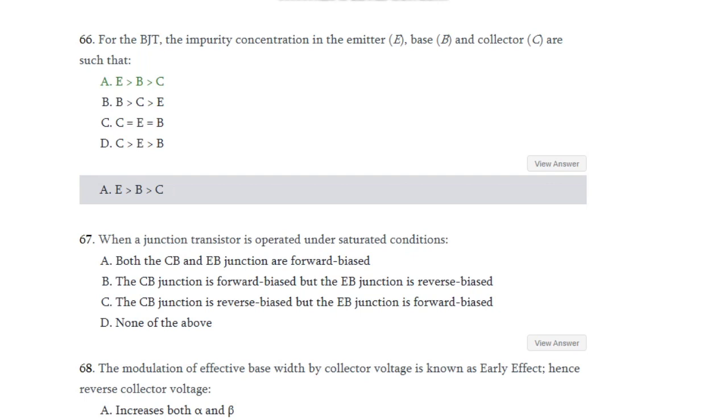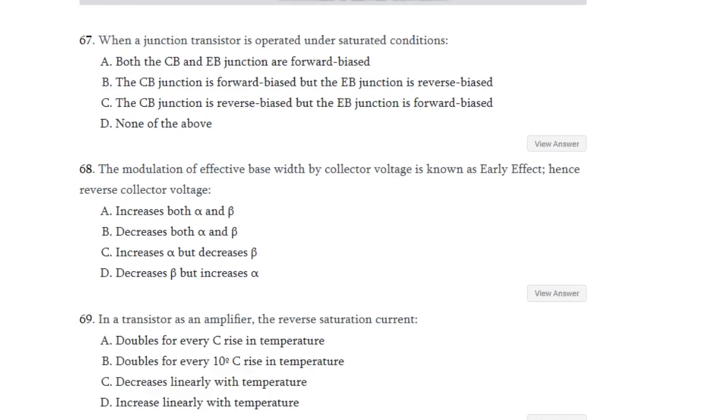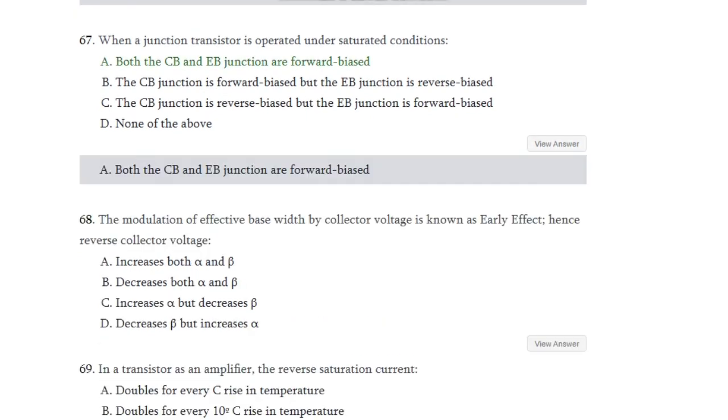Then when a junction transistor is operated under saturated conditions, both the CB and EB junctions are forward biased; or the CB junction is forward biased but the EB junction is reverse biased; or the CB junction is reverse biased but the EB junction is forward biased; or none of the above. And the answer is first, that is both CB and EB junctions are forward biased.